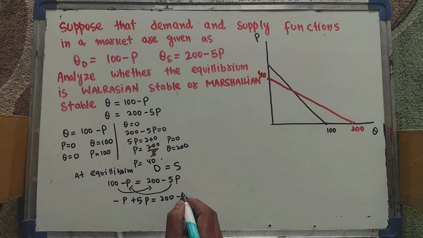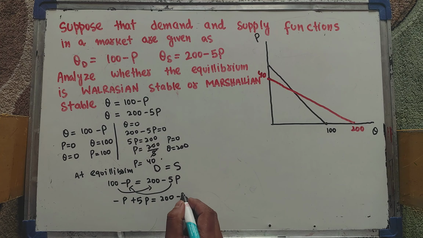Dividing both sides by 4 implies P will be equal to 100 upon 4, which is 25. So P is equal to 25. Let me write it here. So at equilibrium we get a price of 25.